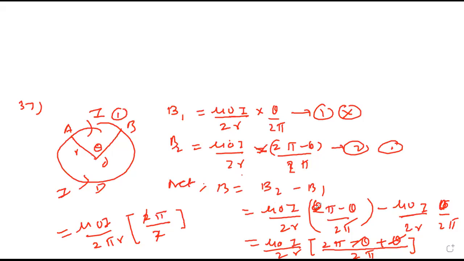Acting upward. 2 pi minus theta. Sorry, this is minus theta, I wrote plus here. So this will become minus 2 theta. So that means minus 2 theta upon 2 is coming. Okay. Pi minus theta, mu naught I upon 2 pi R. Understood? Yes.